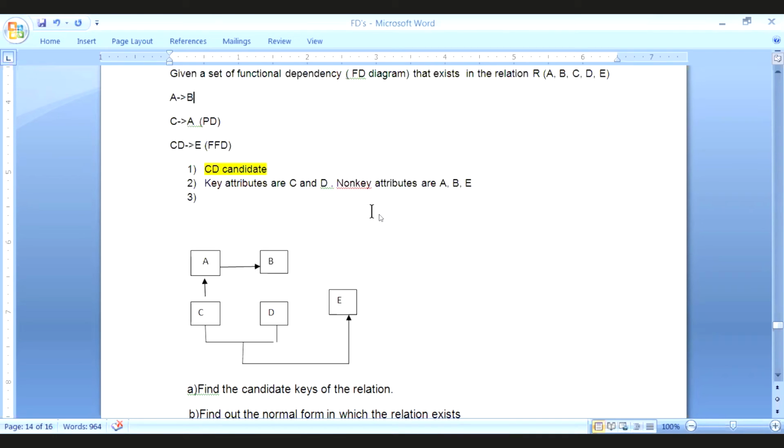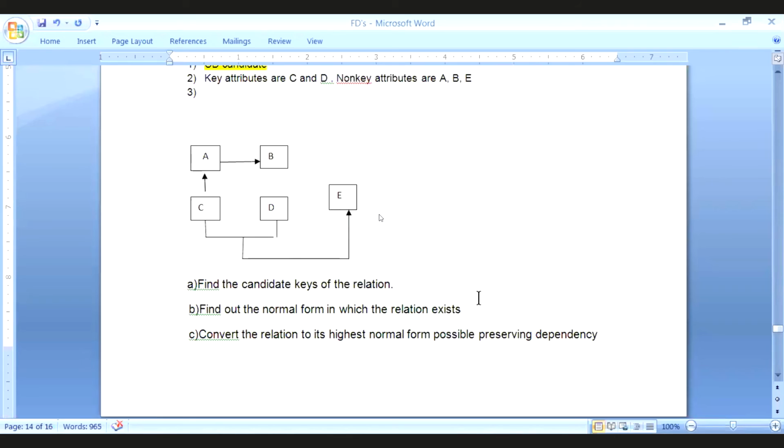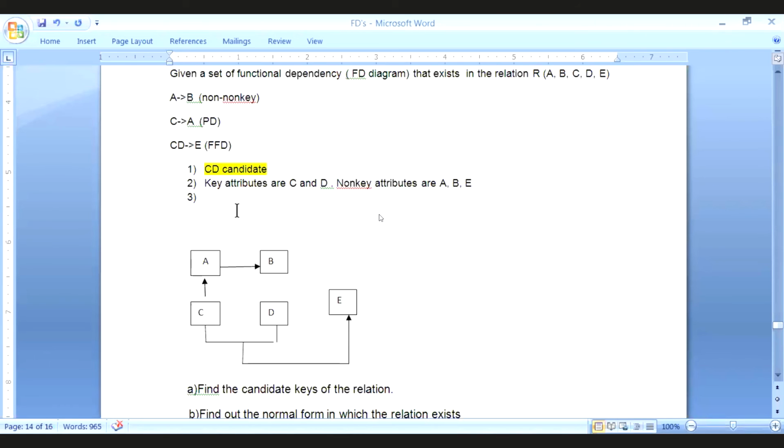And A to B is what type of FD? Both are non-key, so it is a non-key relationship. So which one is creating a problem for 2NF? PD, the second one, C to A. So what do I have to do? Third step, you will say the relation is in 1NF, the current relation.